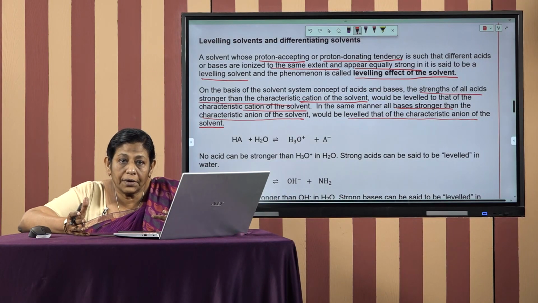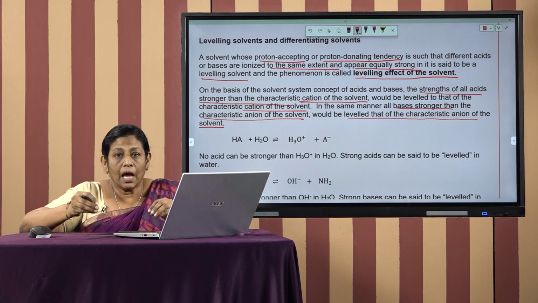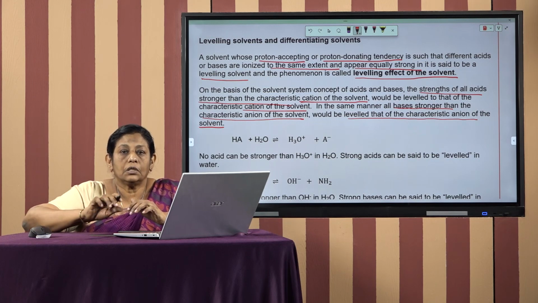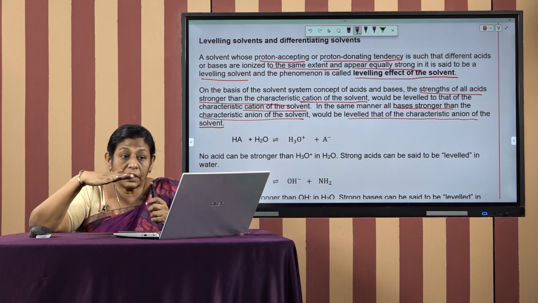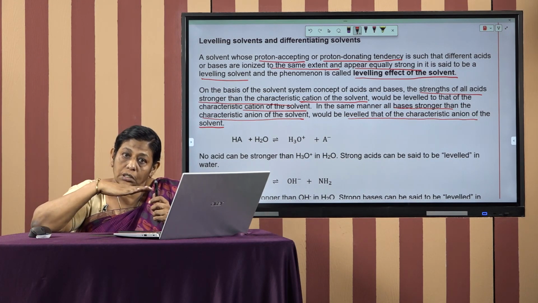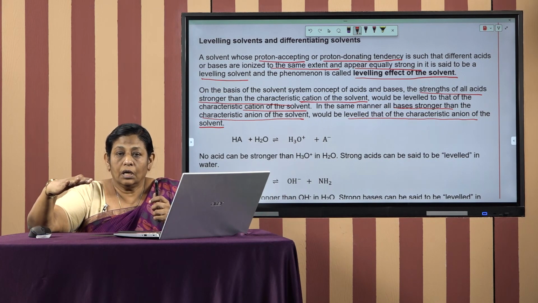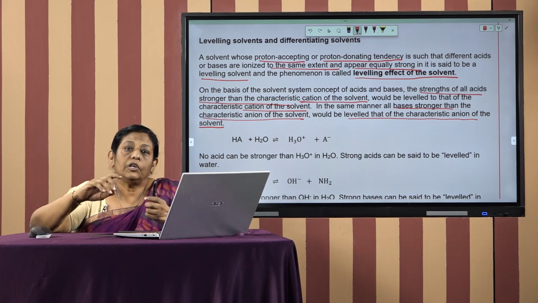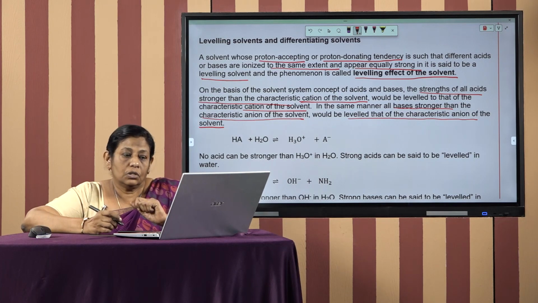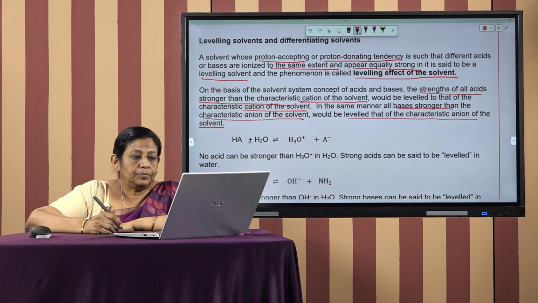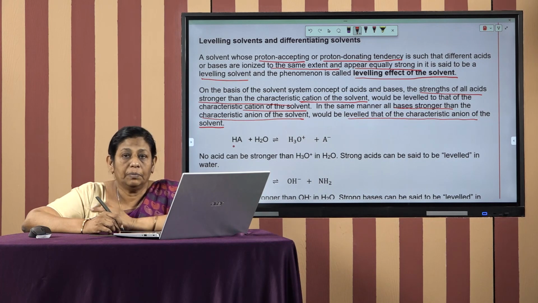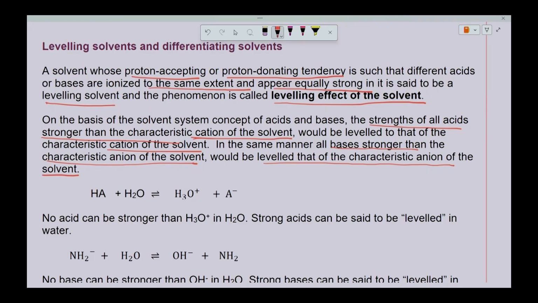So, whether it is a stronger acid or a stronger base, once we add that to the solvent, what happens is, if it is an acid, it is leveled to the cation of the solvent. And if it is a base, it is leveled to the anion of the solvent. For example, HA, let it be whatever acid, when added to water, becomes H3O+ and A-. No acid can be stronger than H3O+ in water.